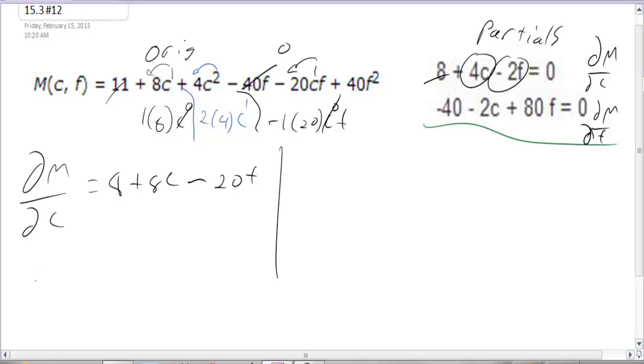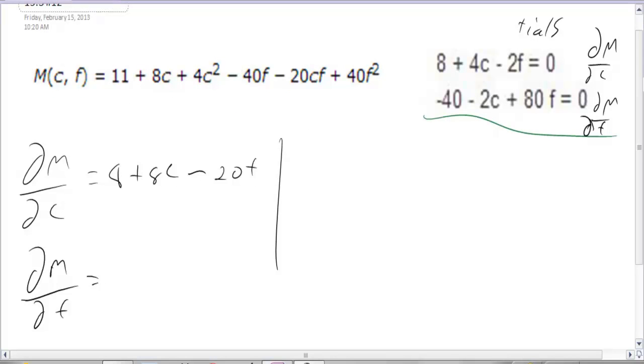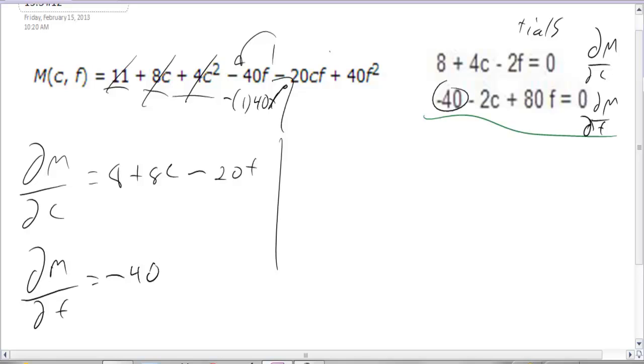The other partial is the partial of m with respect to f. First term, no f's, so that's 0. Second term, no f's, 0. Third term, no f's, 0. Fourth term, f to the first comes out to the front, negative 1 times 40f. I just realized I switched the notation, but it's right. So negative 1 times 40f to the 0, anything to 0 is 1, so it leaves me with negative 40, just like you had.